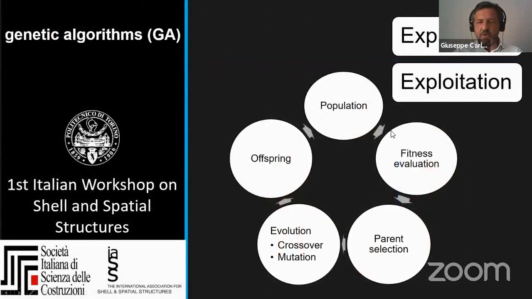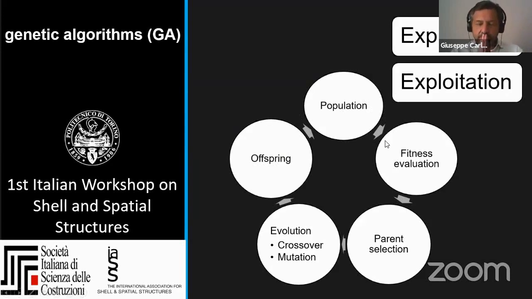Okay, and so the steps are these. We start from an initial population, then we do the fitness evaluation. So in terms of structures, whether it reaches as much as possible the minimizing objective that I have without failing the constraints, and then we select the best parents, and then we do an evolution, that means a crossover and mutation, obtaining some offspring, some children, and then we select the best between the past population and the offsprings. And then the process starts again.